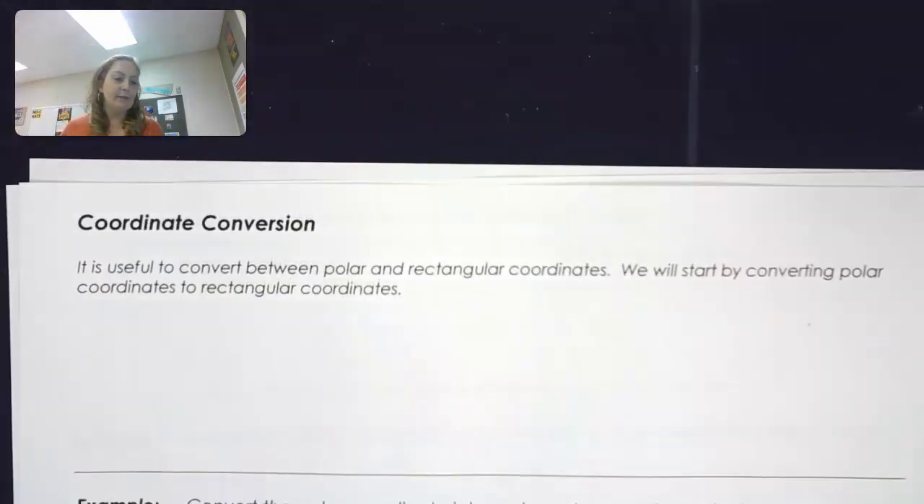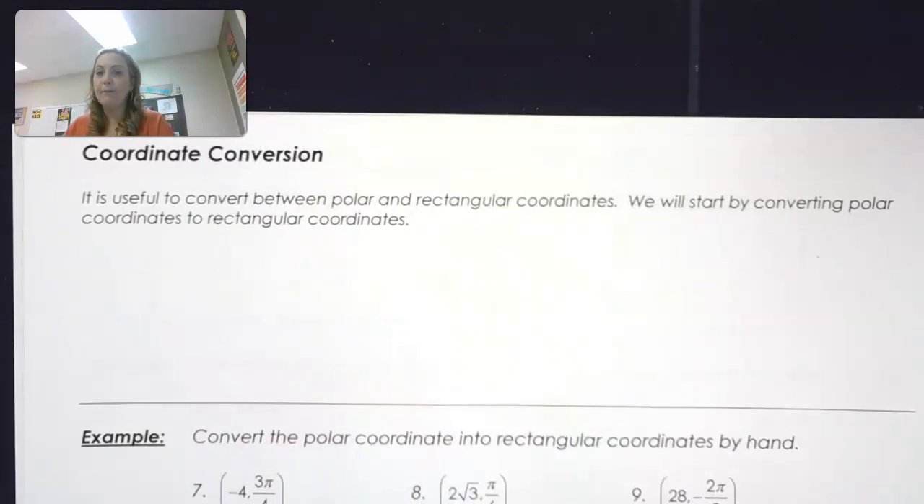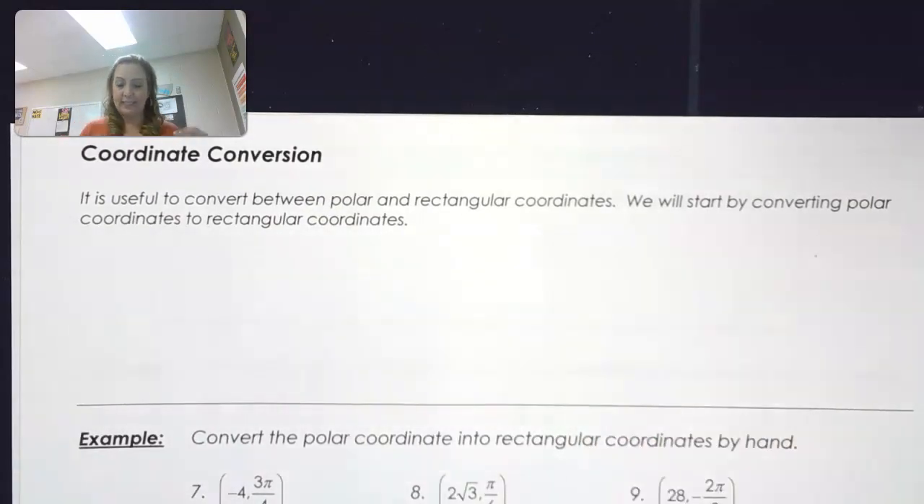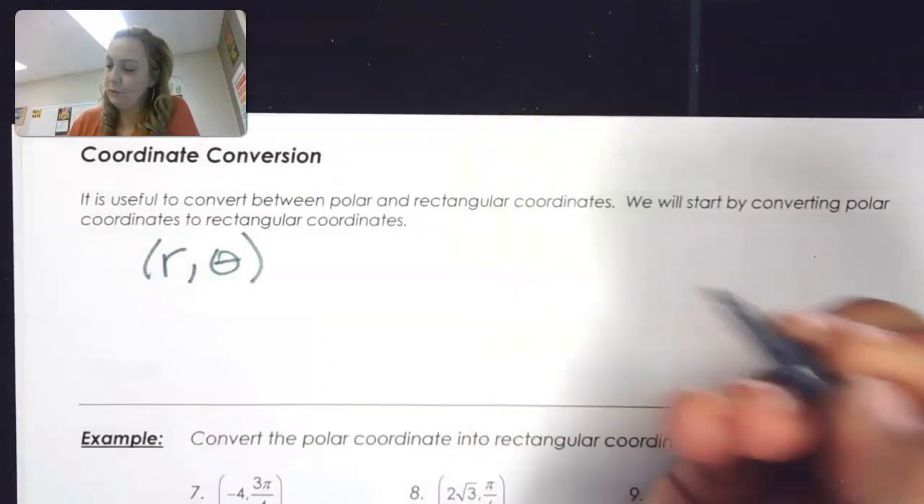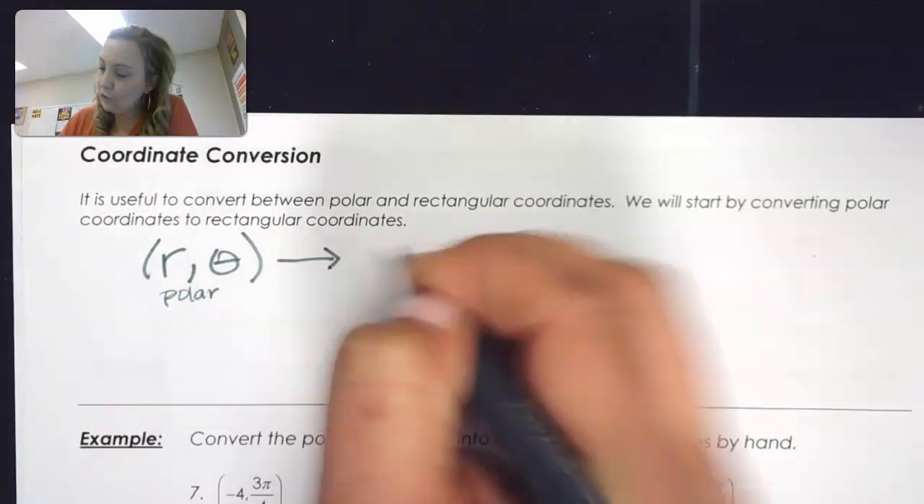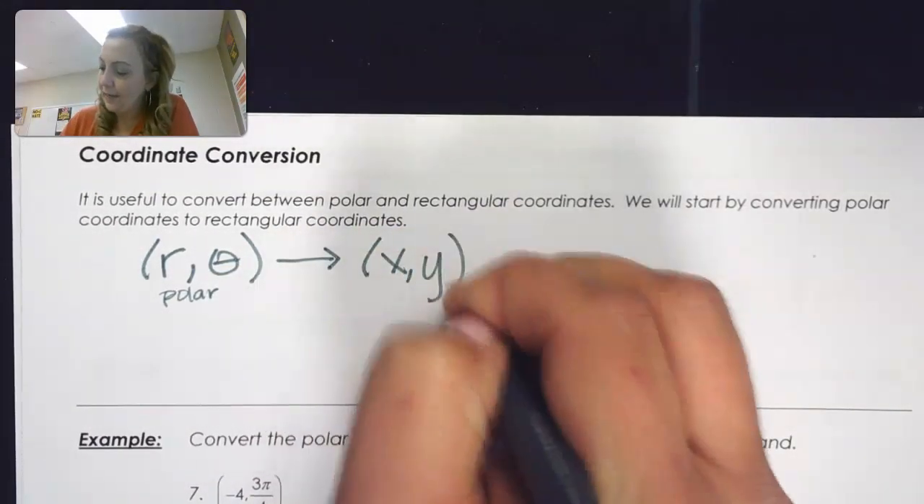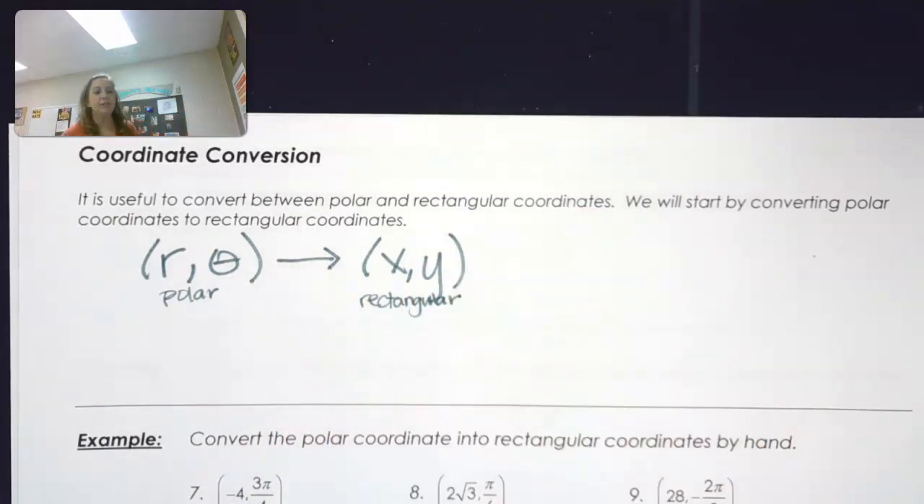All right. So the other thing that we're going to want to be able to do is convert between polar and rectangular coordinates. We're going to start by going from polar to rectangular. The polar coordinates that we're dealing with are when we have r, θ. That's polar. And then we're going to go to rectangular, x, y. Okay, that's how we're going to start.